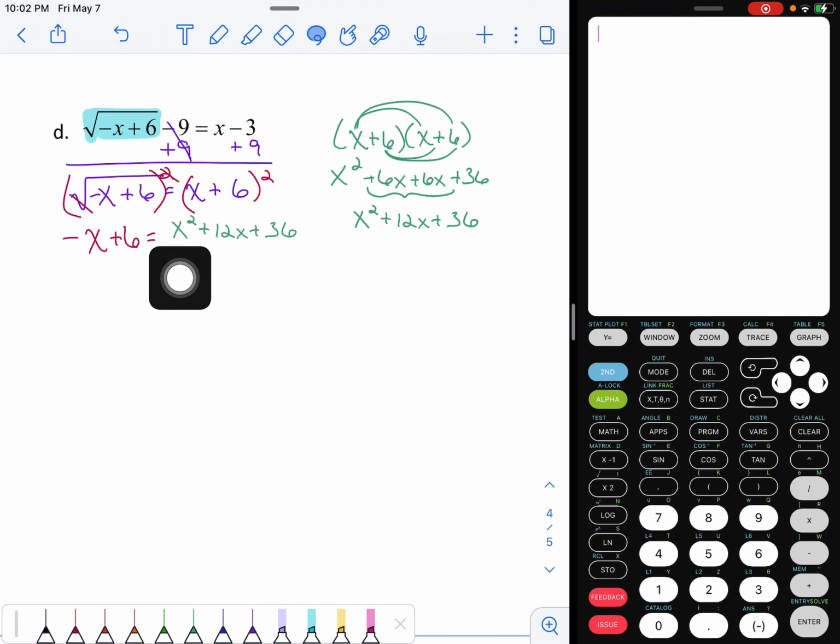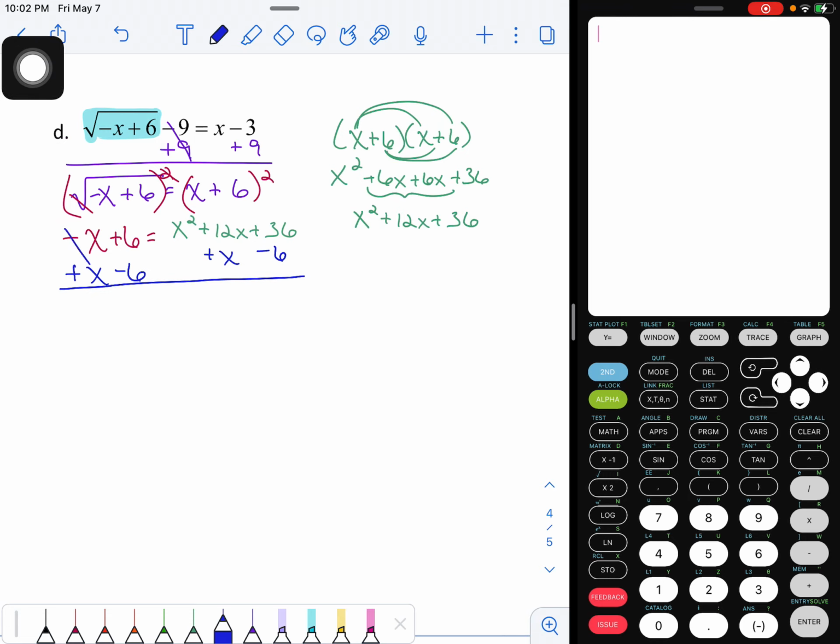Now, in the same way, I've got a quadratic here, just like the last problem. I'm going to move these two terms from the left side to the right side. So I'm going to add an x and subtract a 6. Add an x, subtract a 6. So those both cancel out, right? They add or subtract to zero. So now I've got x squared plus 13x plus 30.